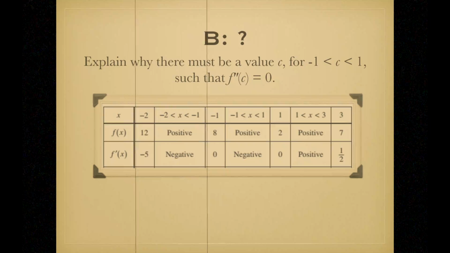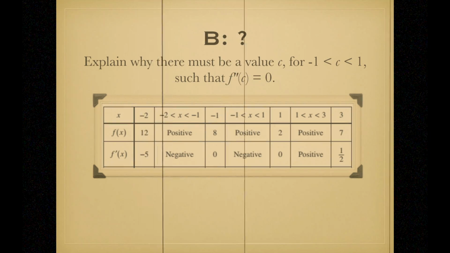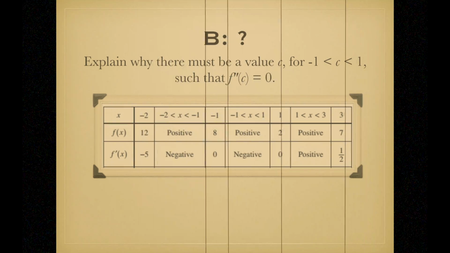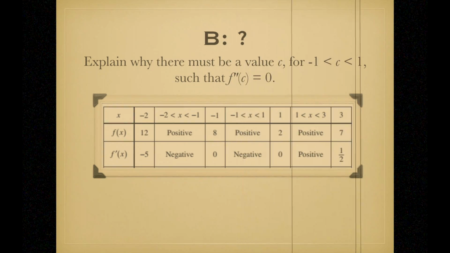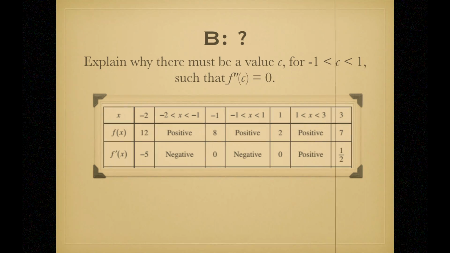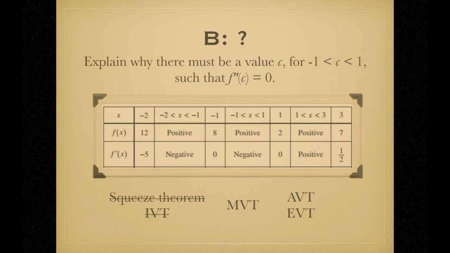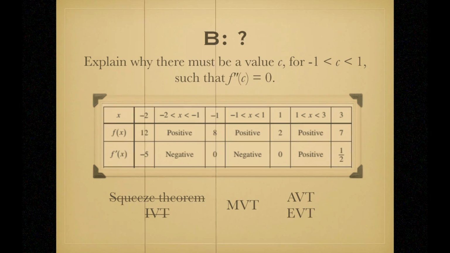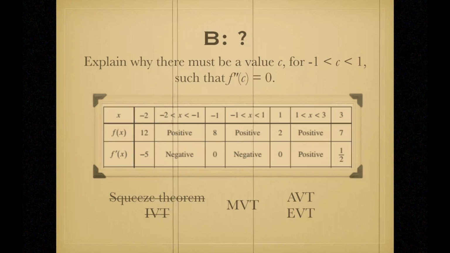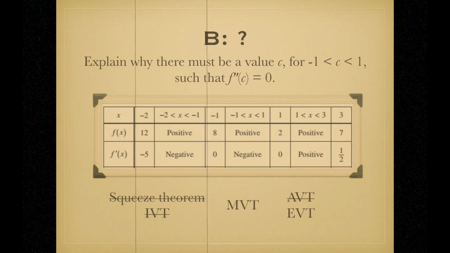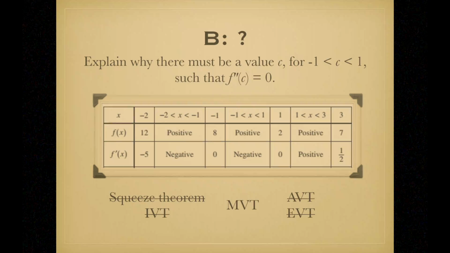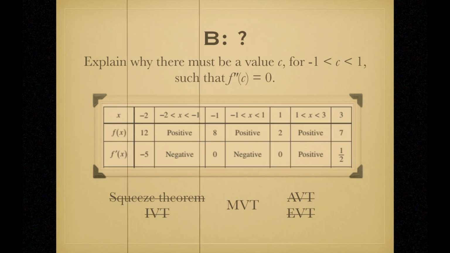Part B wants us to explain why. In AP speak, explain why translates roughly into use a theorem. We're still only using what we've got, f of x and f prime of x, so what theorem can we use to relate f prime of x to f double prime? Not the squeeze theorem or intermediate value theorem. Those focus on limits and continuity, and we don't know f double prime of x, or we wouldn't be having this problem. The average value theorem, which deals with integration, is equally useless. So is the extreme value theorem, focusing on absolute maxima and minima.